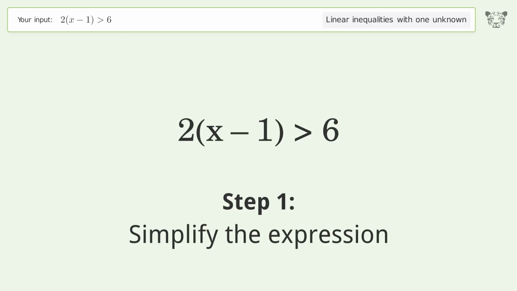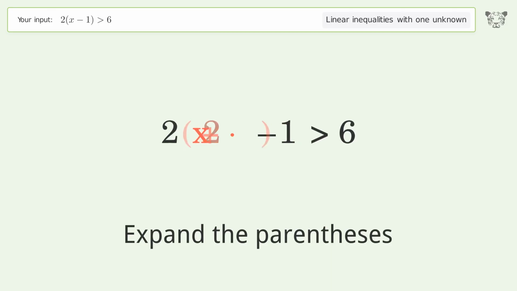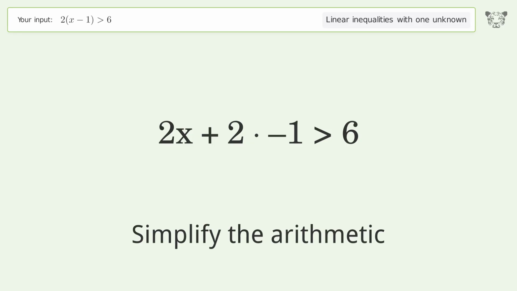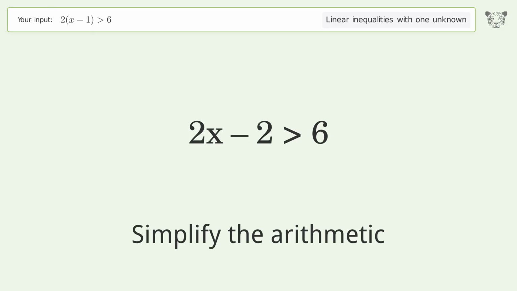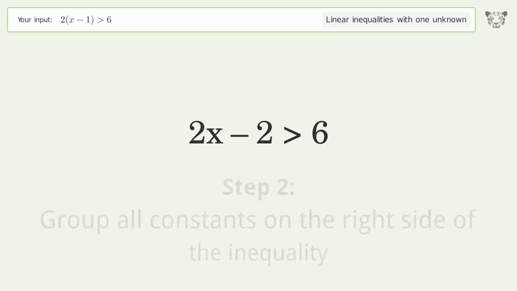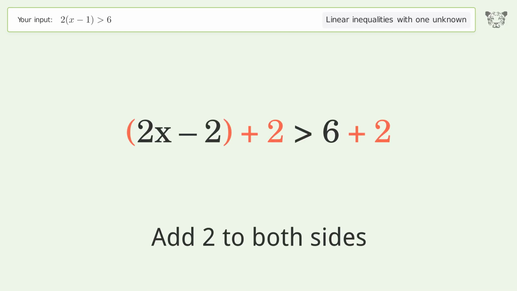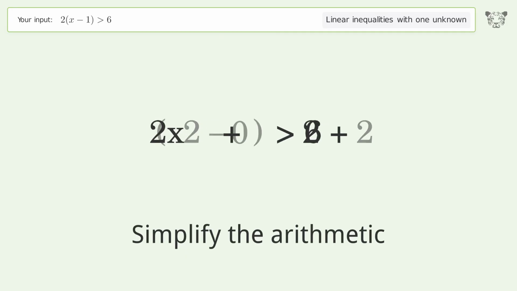Simplify the expression. Expand the parentheses. Simplify the arithmetic. Group all constants on the right side of the inequality. Add 2 to both sides. Simplify the arithmetic.